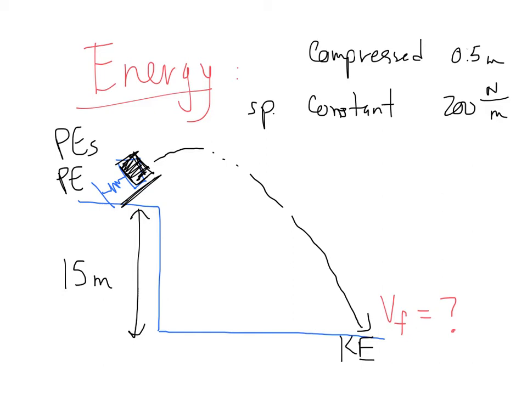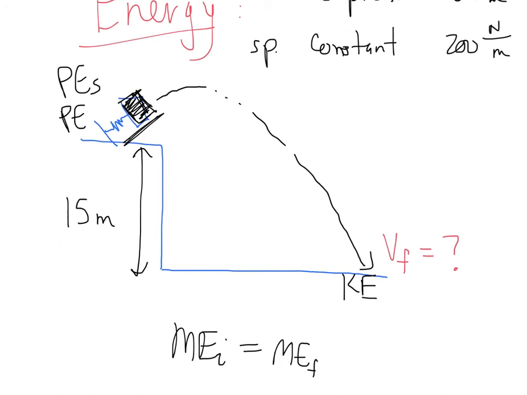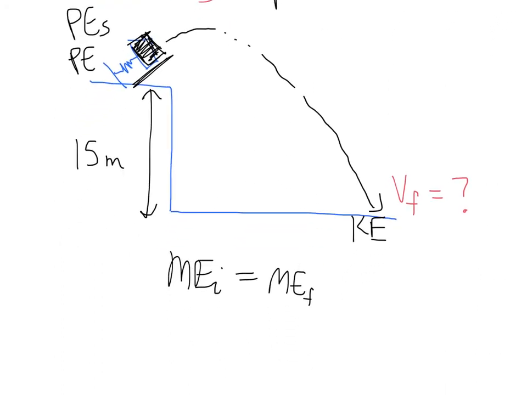So let's find VF. We do that by looking at our conservation of energy. Conservation of energy tells me MEI equals MEF. Energy before equals energy after. The energy before the process has begun is what kind of energy in the beginning? PE and PES. Okay, so that's what's happening before this object gets launched off the cliff. And then at the end is when it's about to finish the problem where it hits the ground, and that clearly is KE.